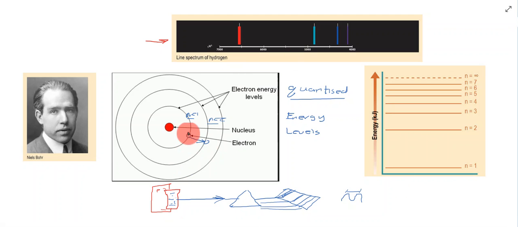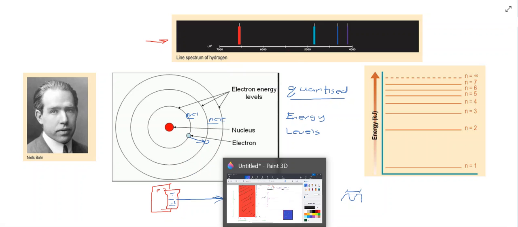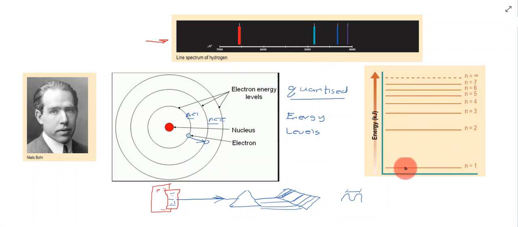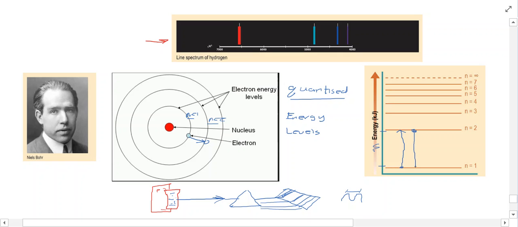Now what happens is when the electron moves up here, so let's say this is our electron, it moves up into this higher energy level, it gets this exact amount of energy. Now when it's up here, it's actually unstable. So after a period of time, it's going to drop back down again, back down to the ground state.